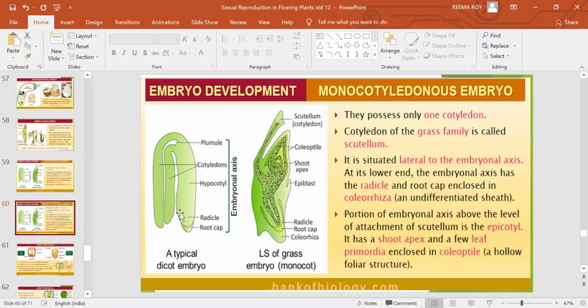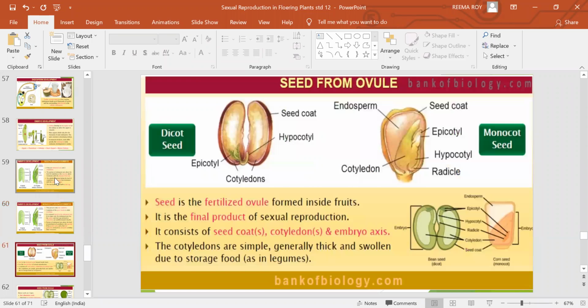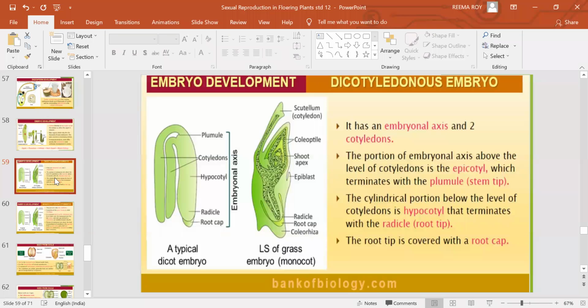Radicle is what? The root of the embryo. Okay. Plumule मतलब क्या है डाइकॉट में? What is plumule? It will generate into what? Shoot. Shoot मतलब छोटे छोटे लीव्स आने लगेंगे यहाँ से, प्लूम्यूल से। शूट अपेक्स। रेडिकल मतलब रूट, रूट आने लगेंगे रेडिकल से। ठीक है, अंडरस्टैंडिंग?